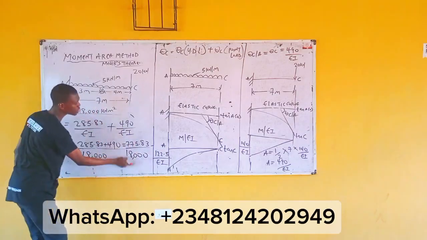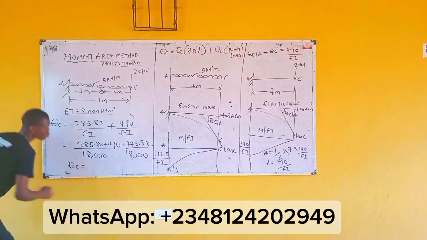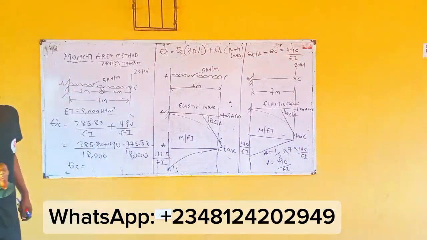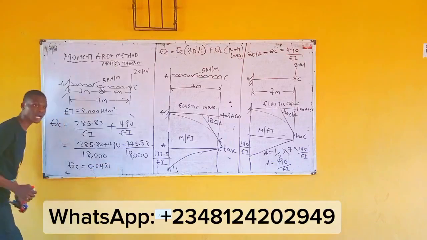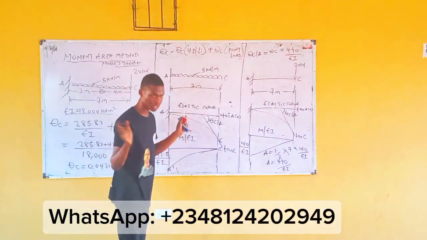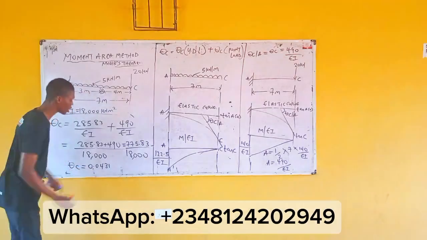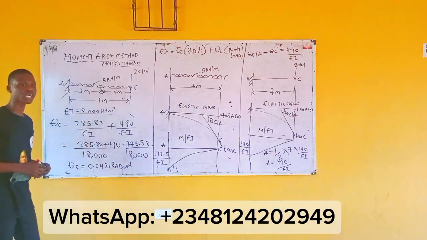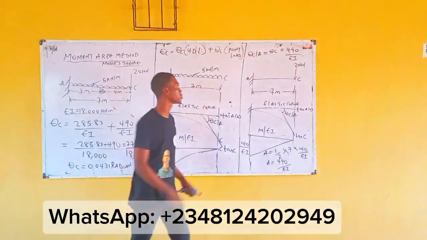Input this in your calculator. What do you have? The ratio of this will give you the slope at C for this question. Slope at C is equal to 0.0431 radian. From theorem 1, the slope is measured in radian, meaning not just 0.0431, but 0.0431 radian. And you can also convert from radian to degree. I showed you guys when we did simply supported beam for the double integration method.